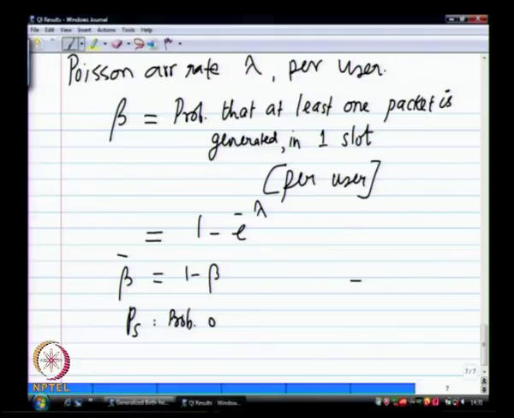So PS is the probability of successful transmission. That will depend upon how many users are there in the system, but simply assume that there is some variable called PS that we can compute, a single value, since we are only looking at steady state analysis.